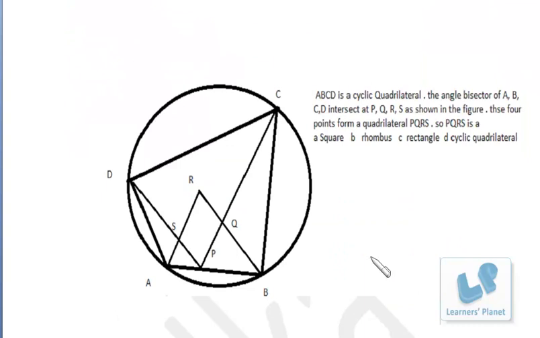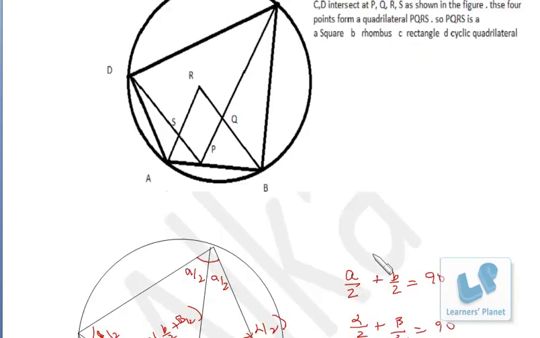Now this problem. Here ABCD is a cyclic quadrilateral. The angle bisectors of ABCD intersect at P, Q, R, S as shown in the figure. These 4 points form a quadrilateral PQRS. So is PQRS a square, rhombus, rectangle or cyclic quadrilateral? We have to find out. Now I have redrawn the diagram and put up the data over here. Just see this.